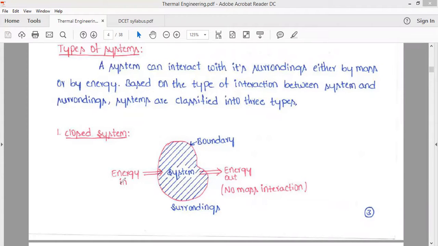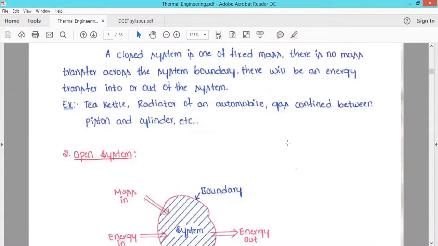Now, in closed system, energy can enter the system or energy can go out of the system, but there is no mass interaction. Means this closed system is one of fixed mass, right? But energy interaction takes place. We can tell the energy interaction takes place between the system and surroundings if and only if the energy crosses the boundary of the system, right? The examples for closed system are a tea kettle, radiator of an automobile, gas confined between the piston and cylinder, etc.